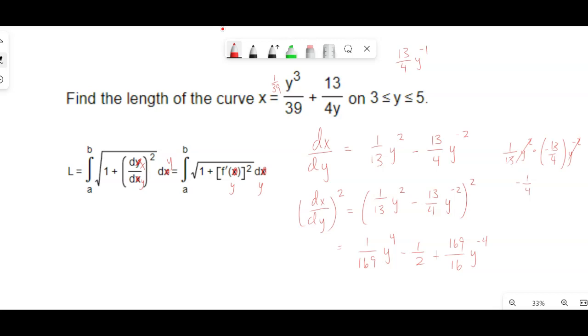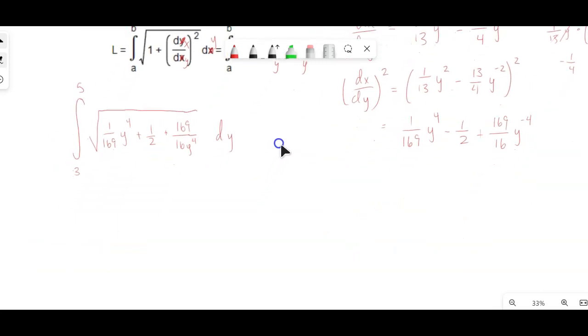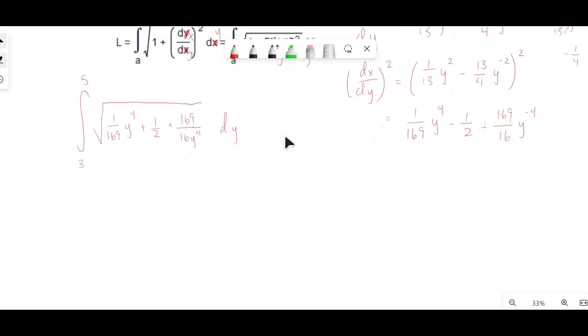We add 1 to that, just like before. That's going to add that to a 1/2. And we're going to have the integral from 3 to 5 of the square root of 1 plus this, which will be a positive 1/2, so 1/169th y to the 4th plus a 1/2 plus 169 over 16 y to the 4th, dy. And again, think cherry pick problems. We have to be able to get rid of this radical, or have some type of perfect square under the radical for us to be able to do these problems.